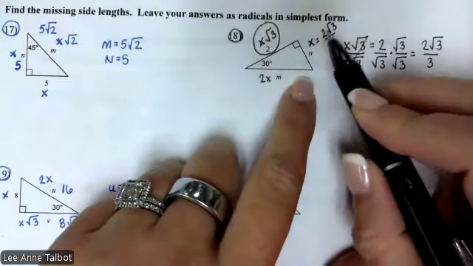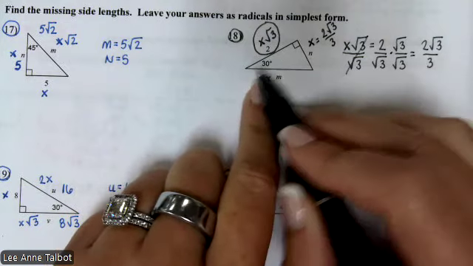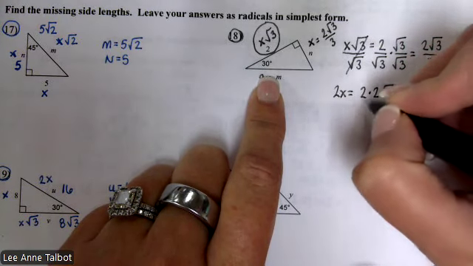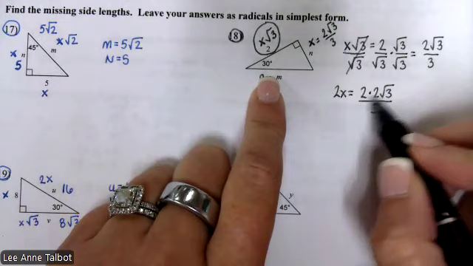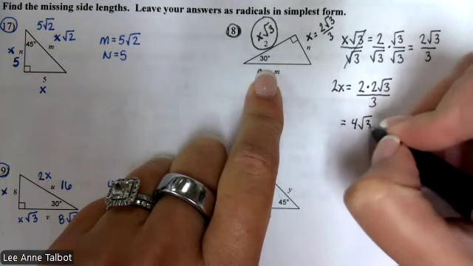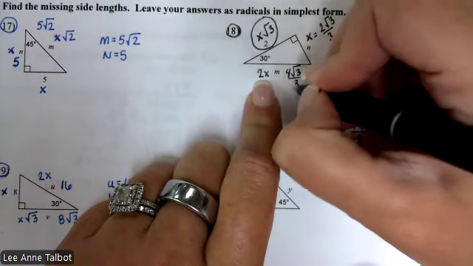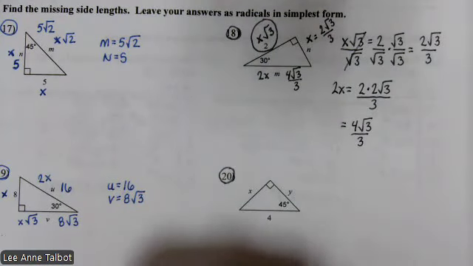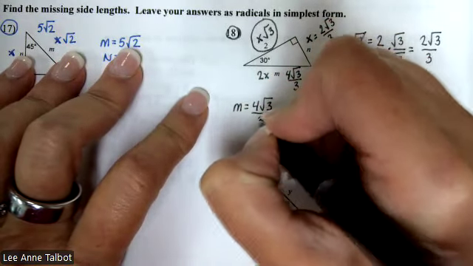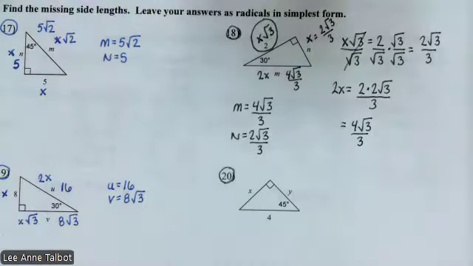Perfect. Okay, so this side is that because it's just plain x. Now this side is 2x, and what you have to remember is you just multiply the top number in the front. So again, just multiply the top number in the front. So you have m equals 4√3/3, and n equals 2√3/3.